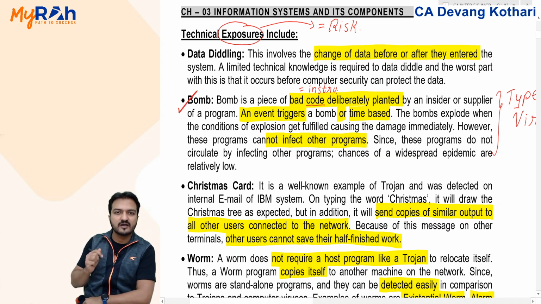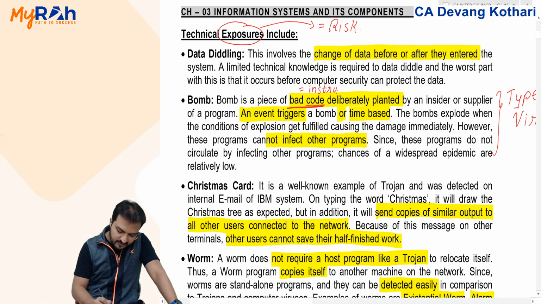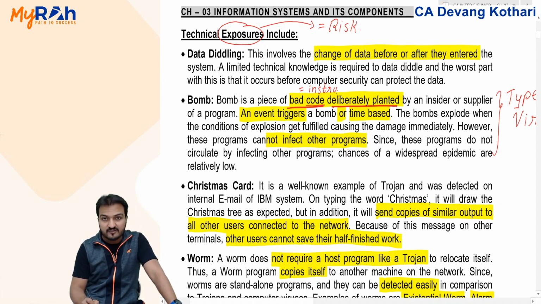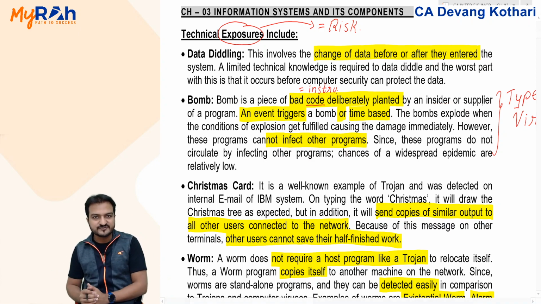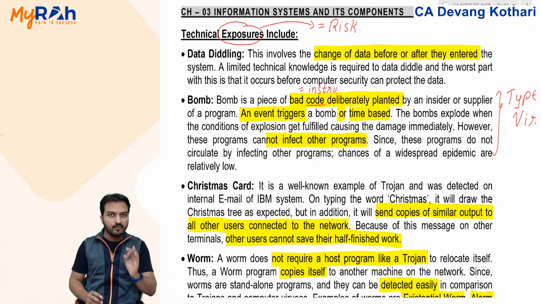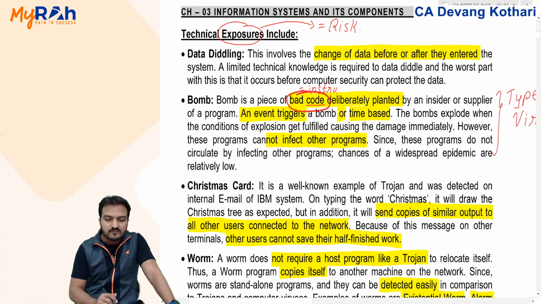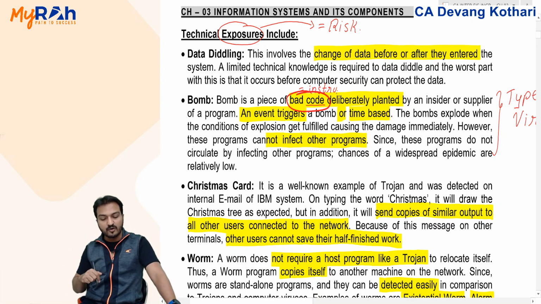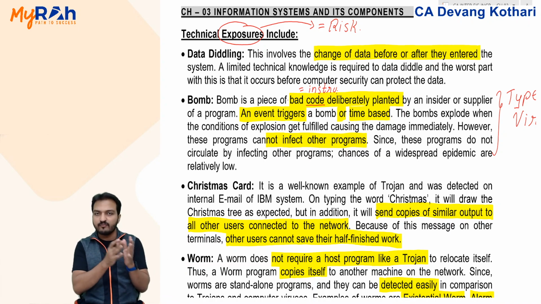Bomb is basically a type of virus. It is basically a type of bad instruction. It is a bad code deliberately, intentionally planted either by an insider of the company or by the supplier of the software. But how is this different from routine virus and worms? Well, the main speciality about a bomb is that yes, it is a bad instruction, but the moment the bomb enters my computer, does it start causing damages?